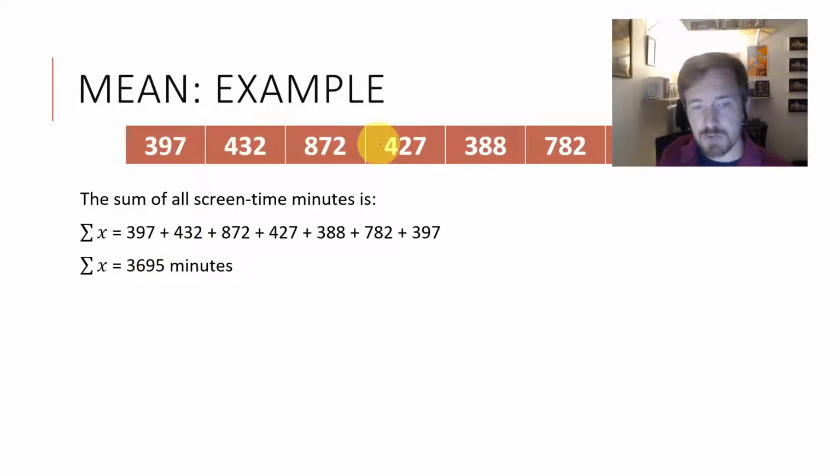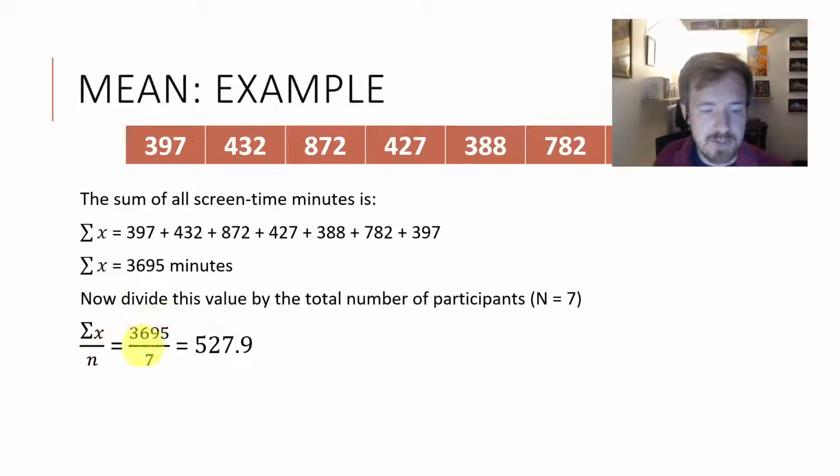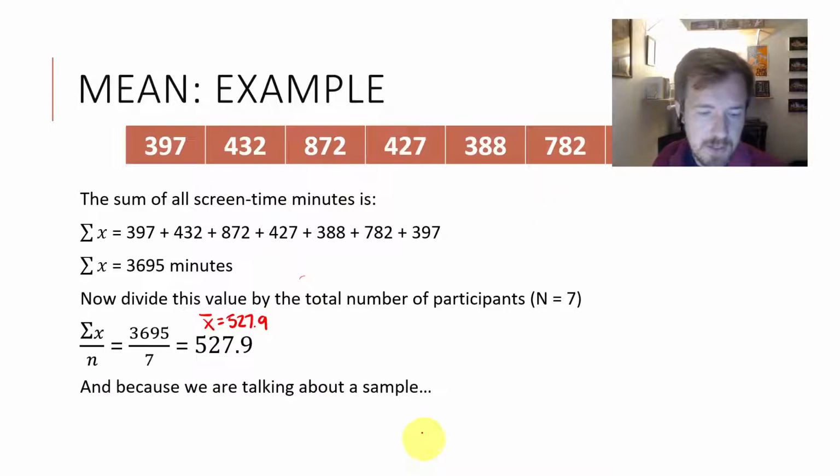We're going to take 1, 2, 3, 4, 5, 6, 7, and we're going to divide that by 7. So that gives us 3695 divided by 7, and so that gives us an average or a mean of 527.9. Now, if we want to be extra specific, we're going to say that x bar is equal to 527.9. Why is it x bar? Because this comes from a sample. I did not ask every single person how much screen time they use. So that's going to be x bar.